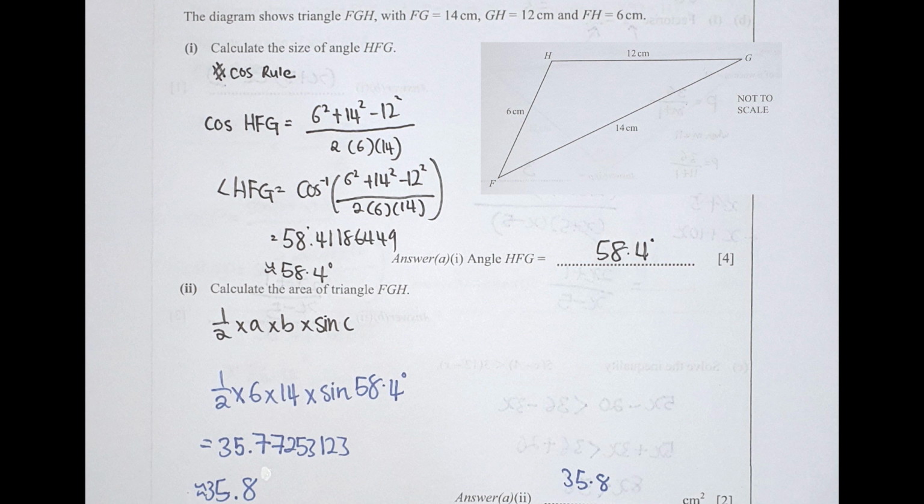In section 2, calculate the area of the triangle FGH. Okay, this one, since it is an irregular triangle and we already obtained an angle from the first section, you can now use half ab sine C to identify the result. So the a and b are actually the values next to the angle that we identified. So I took half times 6 times 14 times sine 58.4. So your final result after correcting to three significant figures will be 35.8.